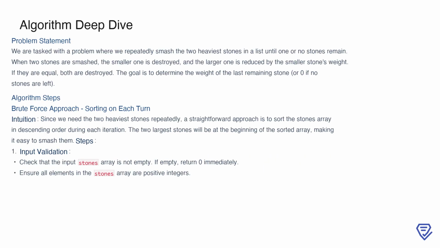The problem we are solving involves repeatedly smashing the two heaviest stones in a list until only one or no stones remain. When two stones are smashed, the smaller one is destroyed, and the larger one is reduced by the smaller stone's weight. If the two stones are of equal weight, both are destroyed. Our goal is to determine the weight of the last remaining stone, or return 0 if all stones are destroyed.